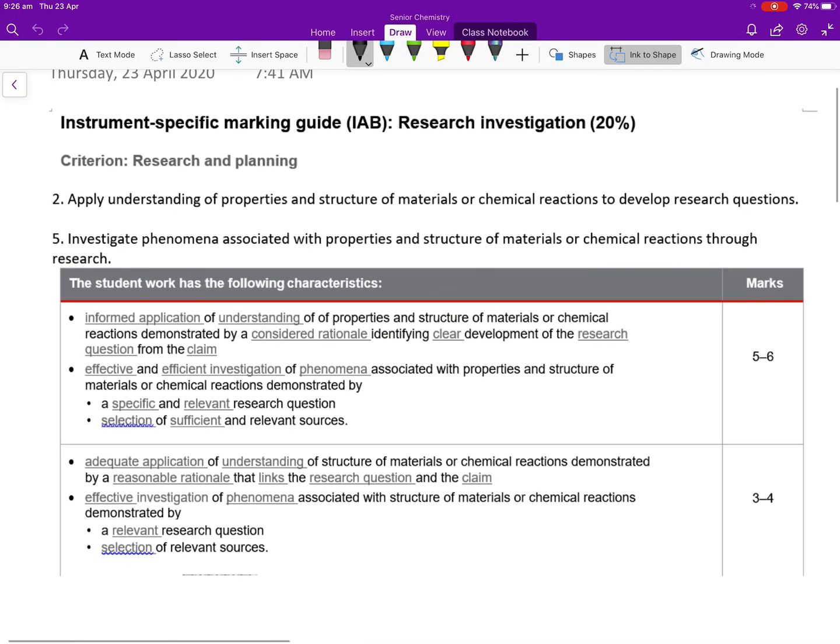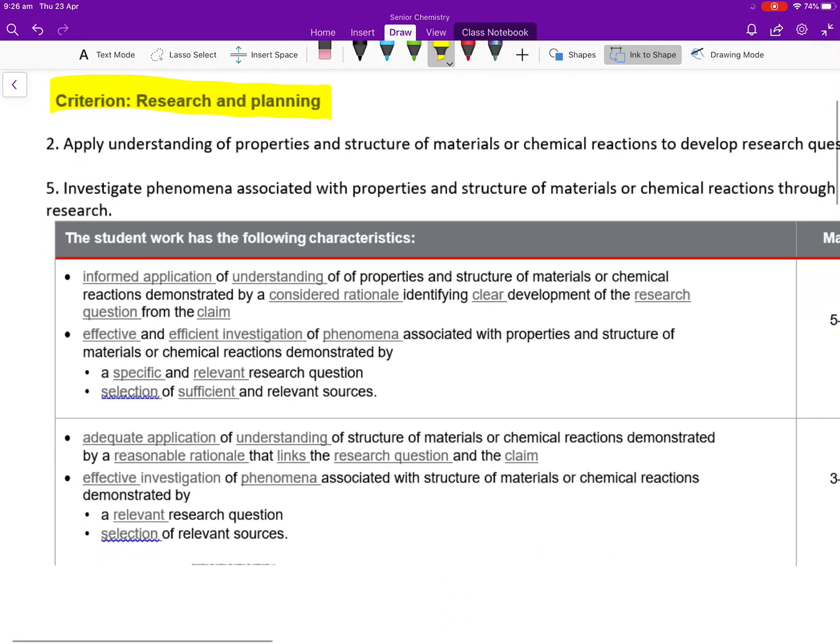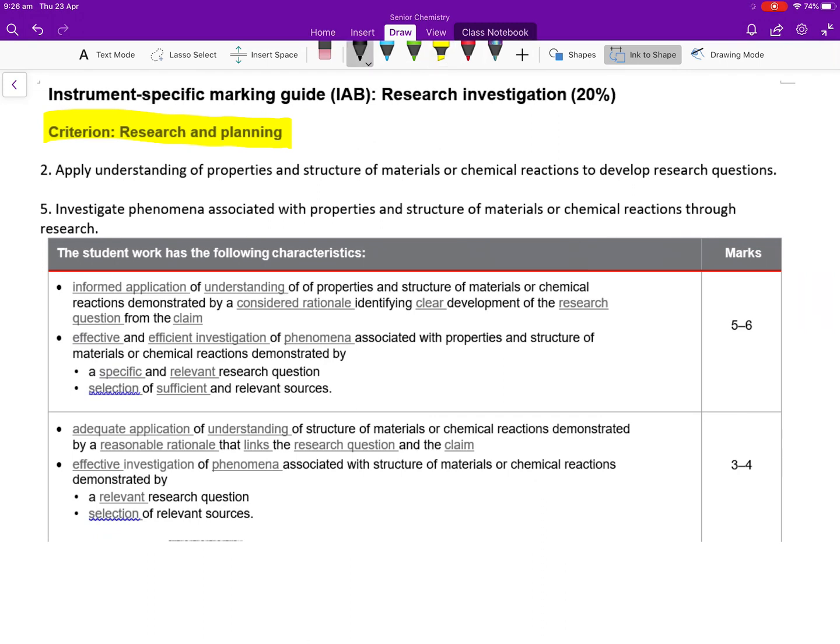So a good place to start with this is having a look at the ISMG, the Instrument Specific Marking Guide. And the thing that we're going to try and start with is this research and planning section. So in the ISMGs, you have different levels. These are the top two levels, and this is what you should be aiming for. So the very first thing that we need to do is try and come up with a research question.